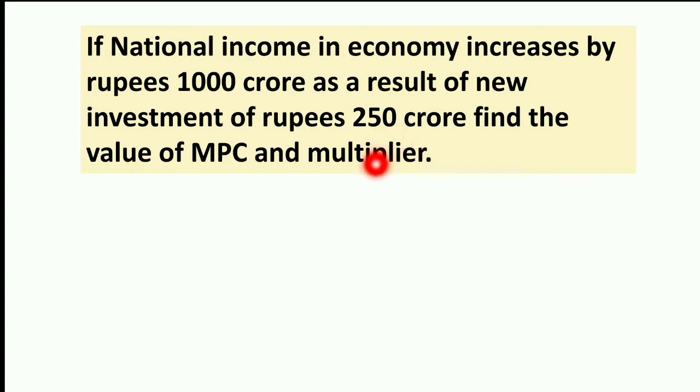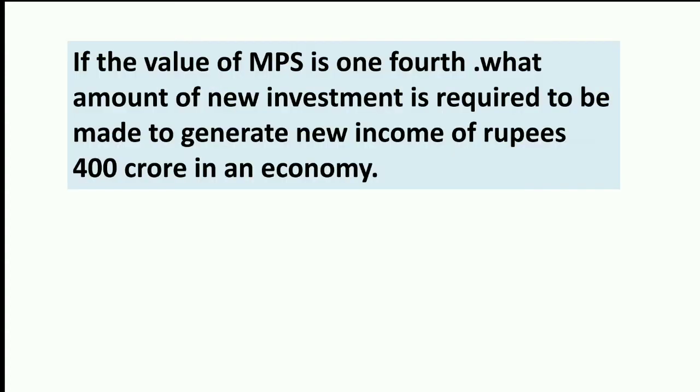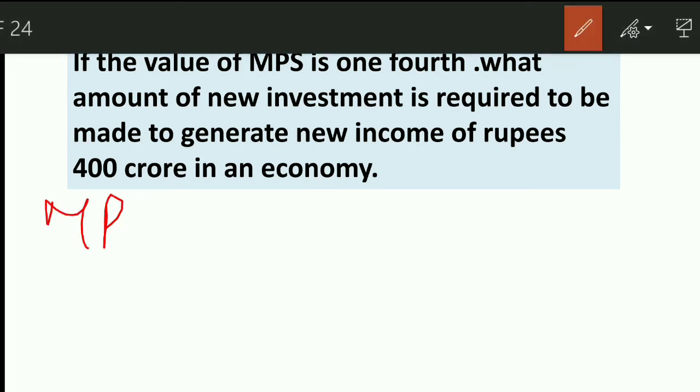By comparing two different formulas of multiplier, we get our answer because we initially knew that multiplier is delta y upon delta I. So delta y was 1000 and delta I was 250, so we get multiplier as 4. And after that we knew that multiplier is also 1 upon 1 minus MPC. So when we put 1 upon 1 minus MPC equal to 4, then we got the value of MPC as 0.75. All right. After that, the next question says, if the value of MPS is 1/4, right? The value of MPS is given to us as 1 by 4. Okay, you can solve it. So you will get it as 0.25.